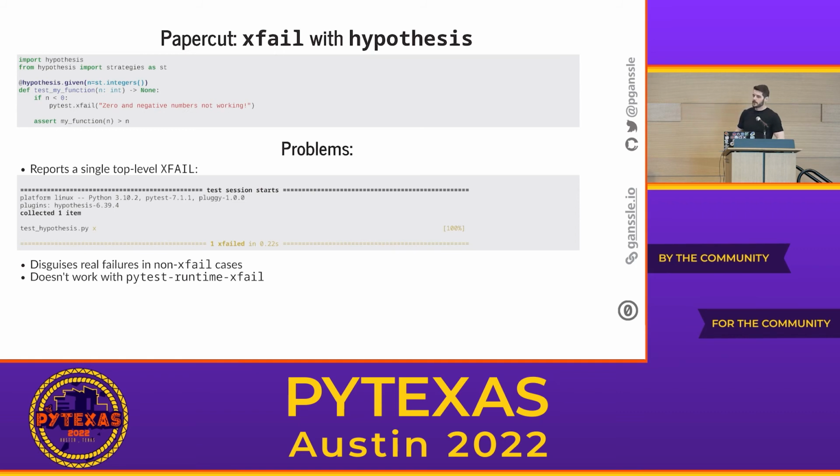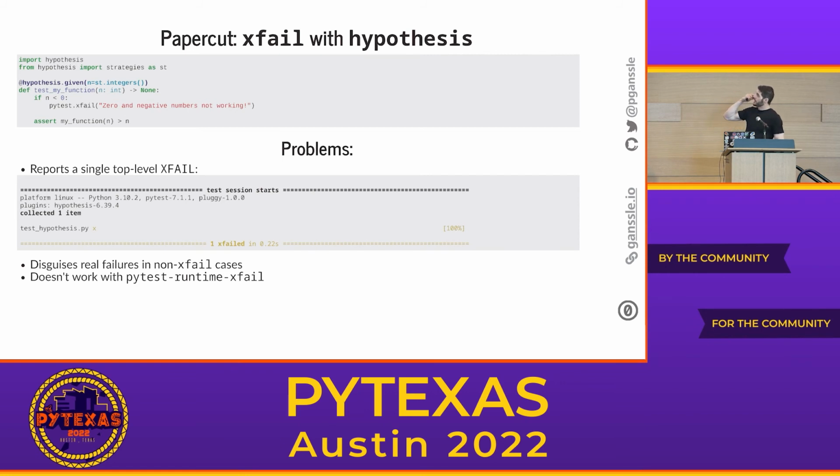But unfortunately, this seems perfectly fit for xfail, but the problem is, I think just based on the way Hypothesis is implemented, this is only ever going to report a single top-level xfail, which is especially bad because it disguises real failures. So if this test were failing in like 90% of cases and it hits one xfail, it's still going to be reported as an xfail, not as a failure.